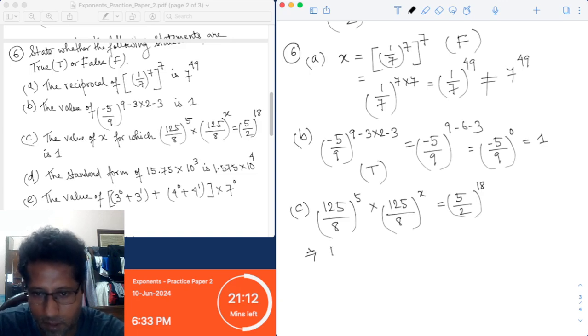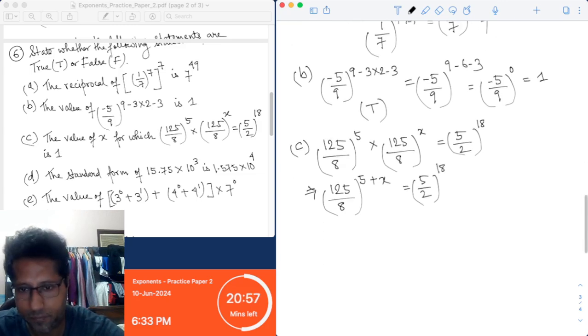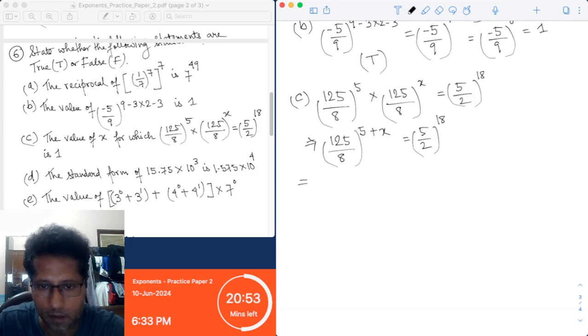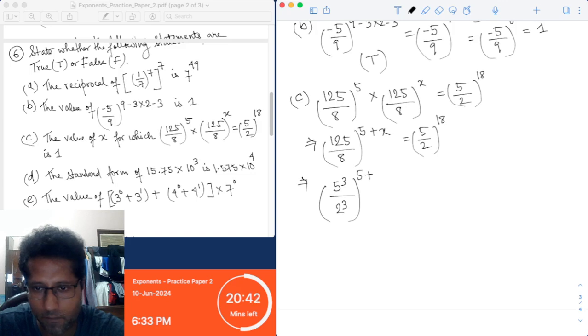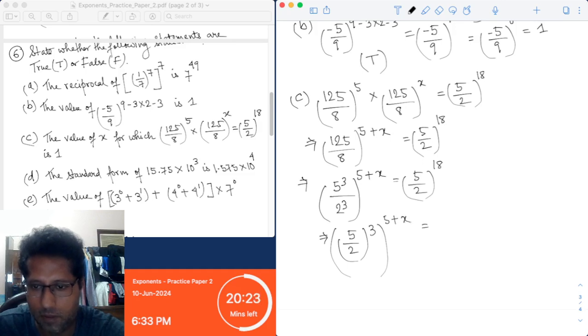Here this is nothing but 125/8 raised to the power, the powers get added, that is 5 plus x, equals (5/2)^18. Now 125 can be written as 5 cube, and 8 can be written as 2 cube. So this is (5/2) whole cube, again raised to the power 5 plus x, equals (5/2)^18.